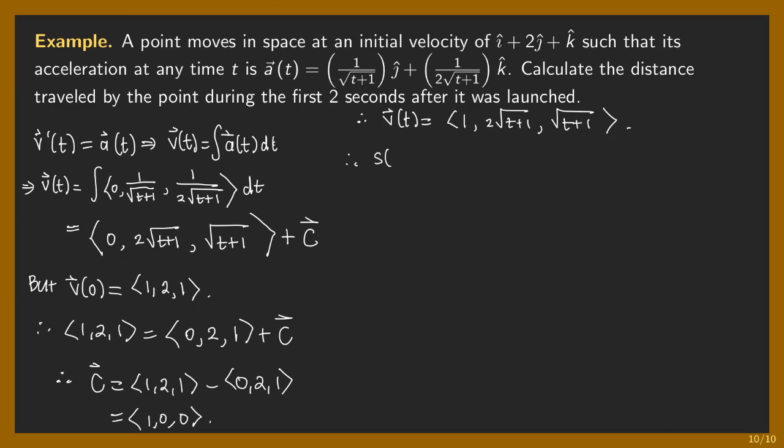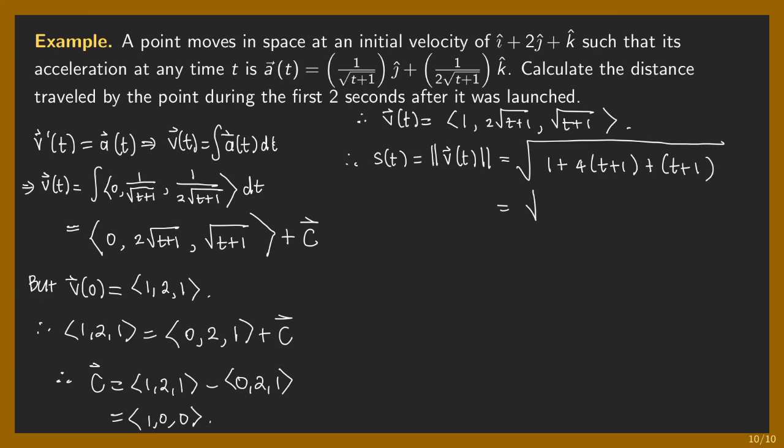We can now get the speed. Speed is the norm of the velocity. So it's the square root of the square ng 1, square neto 2 times square root of t plus 1, square of 2 is 4 times t plus 1, square of square root of t plus 1 is t plus 1. Let's simplify. Yung mga constants, 1 plus 4 plus 1, that's 6. Yung mga t, 4t plus t, 5t. So this is s of t, the square root of 6 plus 5t.